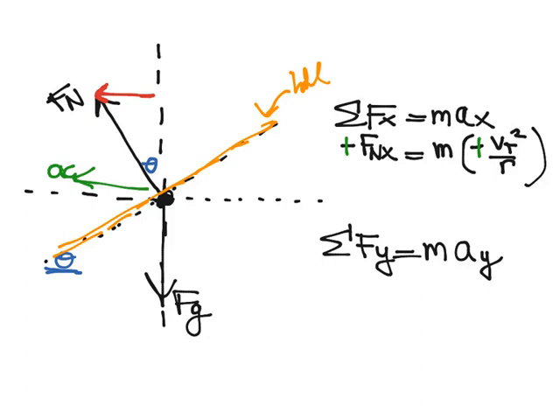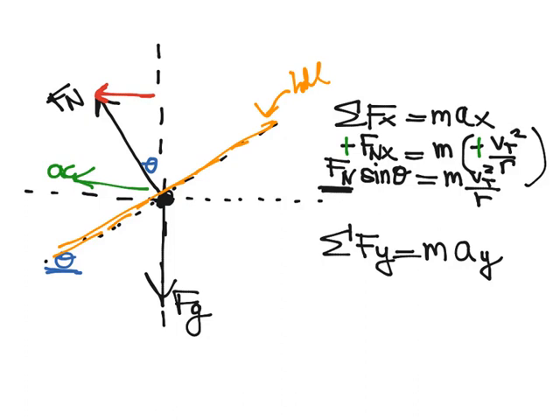Now, because Fnx is directly across from this angle, we can write Fnx is Fn times sine theta. So Fn sine theta is equal to mVt squared divided by r. We can't really do much more because we don't know what Fn is, and for that we're going to look to the y information.